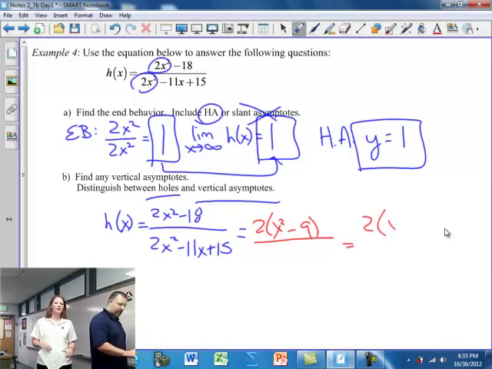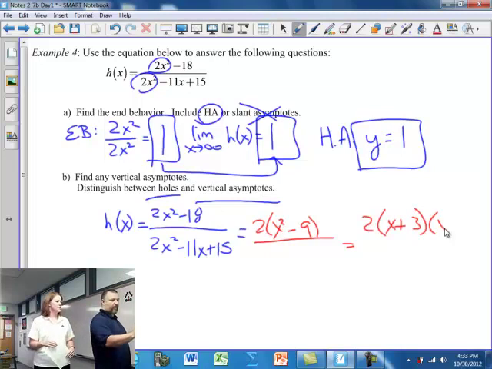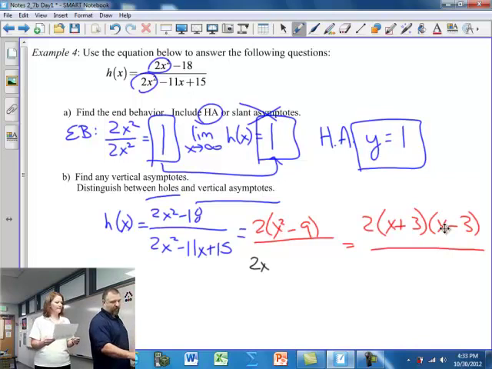This is x plus 3 and x minus 3. And then in the denominator, we have our 2x squared minus 11x plus 15. That's going to be 2x minus 5 and x, I believe it's minus 3.